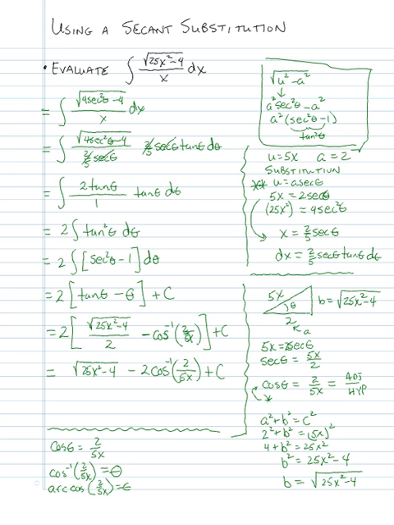So we've looked at an example of each of the types of substitutions. Next we'll go into, I wouldn't call it a word problem, but a problem where we're going to find the length of a curve, the arc length.